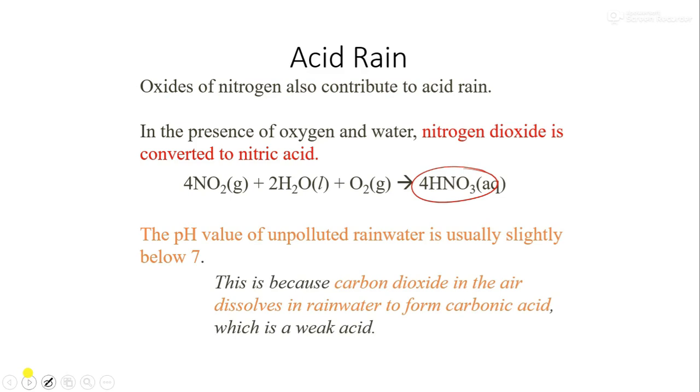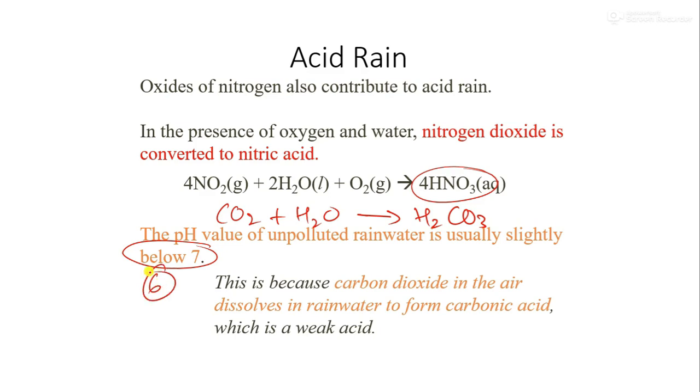The pH value of unpolluted rainwater is slightly below 7 due to the presence of carbonic acid, because we know that carbon dioxide is also present in the atmosphere, and when it dissolves in water it will form carbonic acid. This is a weak acid. Due to this weak acid, the pH of the rainwater is almost near 6. But when nitric acid and sulfuric acid form inside the clouds, it will bring the pH down to 4 or less than 4.